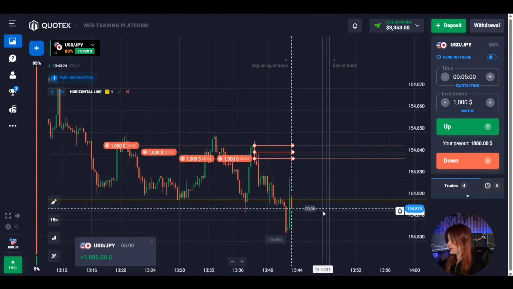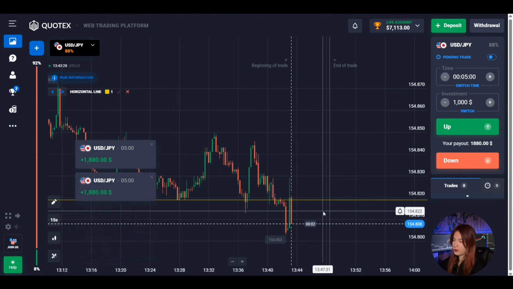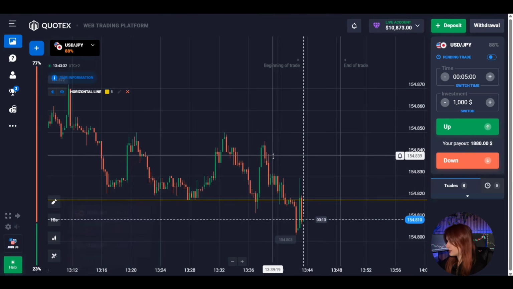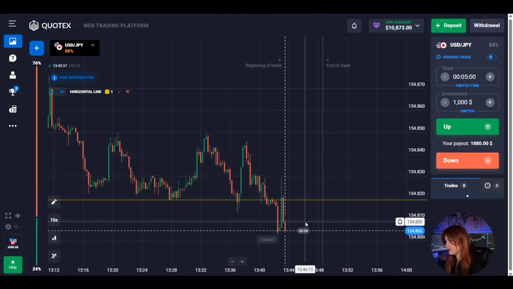Okay guys, that's not bad. As you can see, the price has indeed continued its downward movement. The support level was also broken. Guys, there was a logical exit from this figure, so I have managed to earn on this movement. 5 minutes was enough for us.